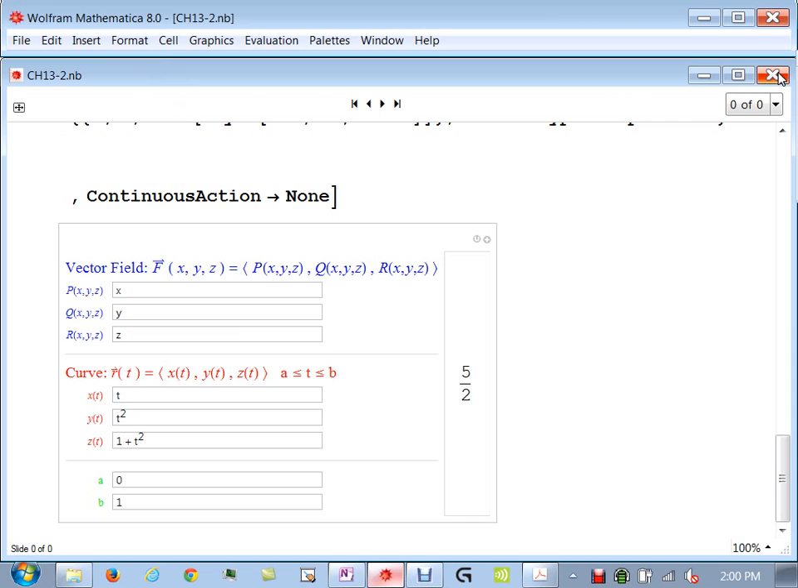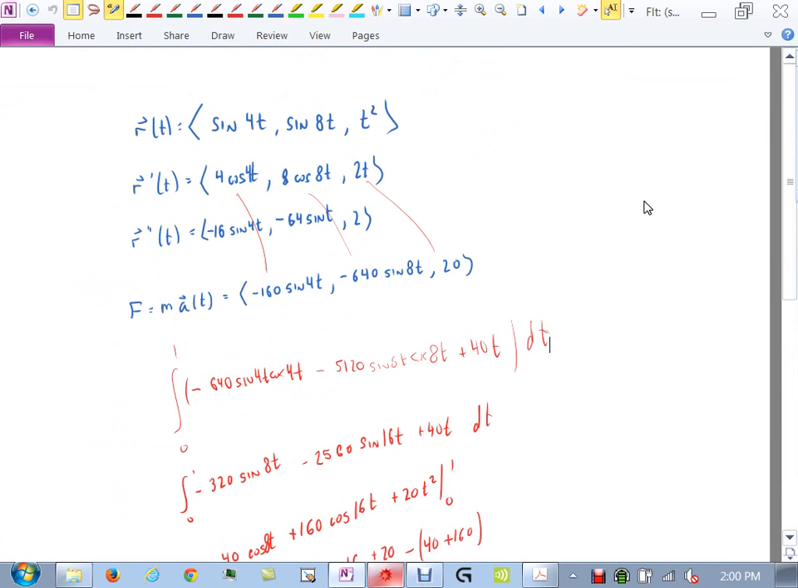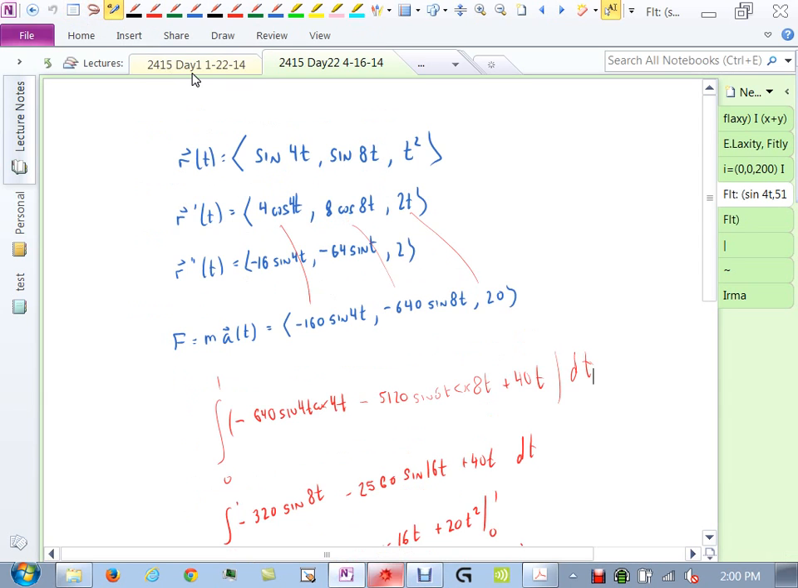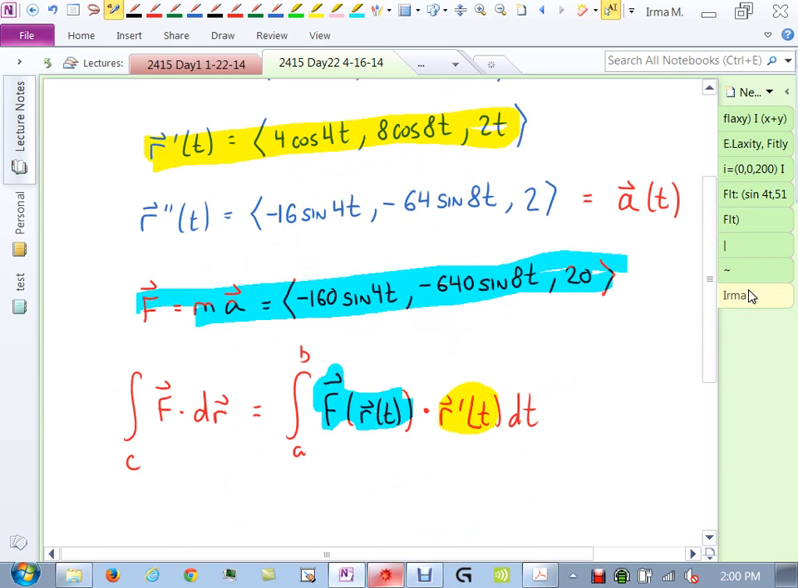So not on the test though. Yeah, that's a good way to check your work though, at home on a mini exam or something. Yeah, you just have to make sure you set it up right. Okay, I am done with 13.2.